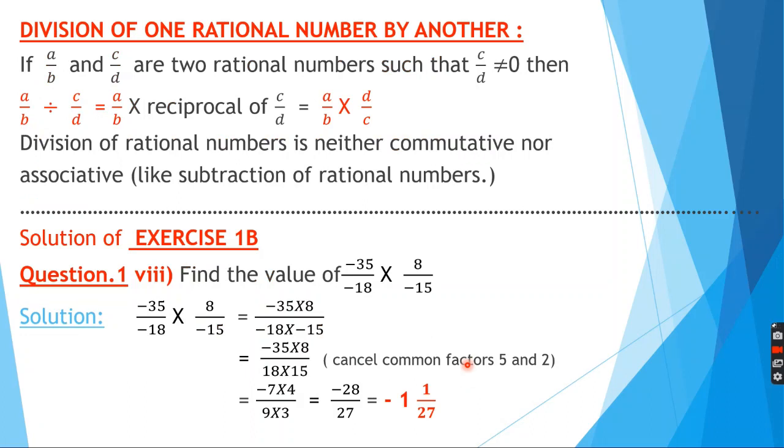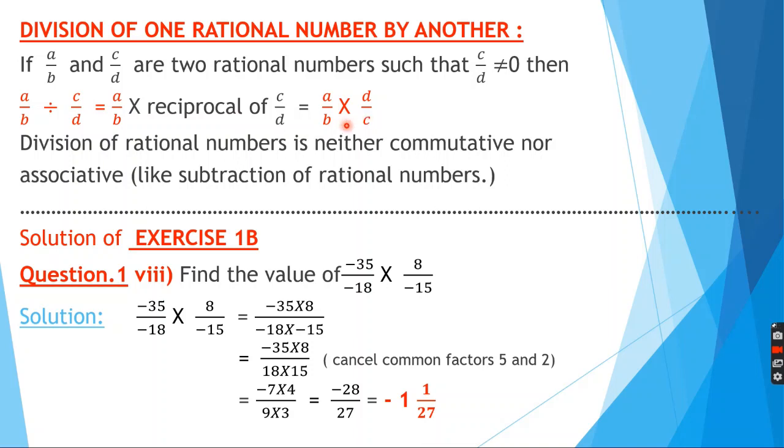Next is division of one rational number by another. If a by b and c by d are two rational numbers such that c by d is not equal to 0, that means the divisor cannot be 0, then a by b divided by c by d is equal to a by b into the reciprocal of c by d. Reciprocal of c by d is equal to d by c. Once you take the reciprocal, we should not put the division symbol.